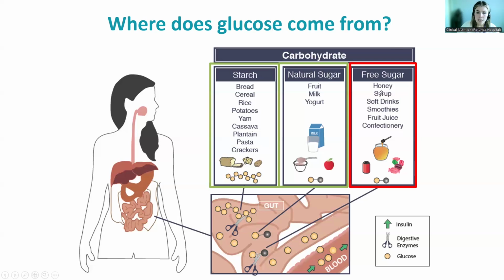Then you can see the last column here, we have free sugars. So that includes things like honey, syrup, soft drinks, smoothies, fruit juice, confectionery like biscuits, cakes, sweets, chocolates. These are the types of carbohydrate foods that we would recommend you to limit or avoid, because whenever we eat these foods, they spike up our blood glucose levels very, very high. And also, they don't contain any essential nutrients for pregnancy. So mum and baby don't need these foods to support pregnancy. So we're recommending you to avoid the free sugars like honey, syrup, soft drinks, smoothies, fruit juice, confectionery.